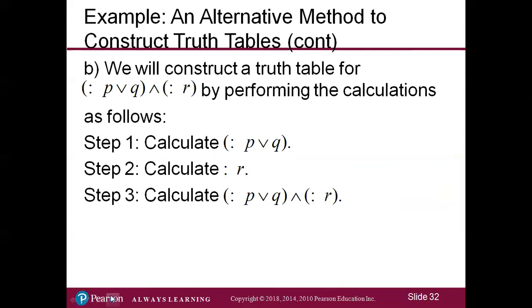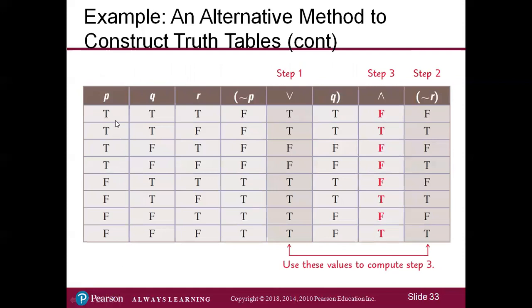Let's see. We will construct a truth table for not P or Q and not R by performing the calculations. Calculate the left-hand side, calculate the right-hand side, then do the final operation of conjunction. In this example, we're going to look at 3 variables. If you recall, if we had 3 variables, then we needed 8 lines, 1, 2, 3, 4, 5, 6, 7, 8 lines, half of which are true for P and false for P.